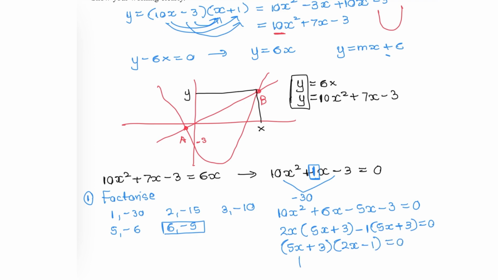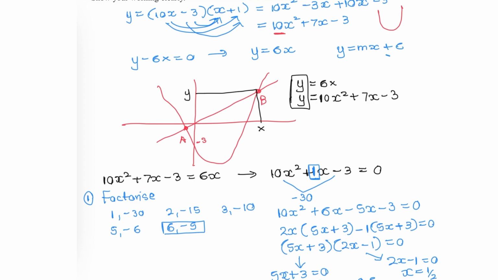And from here I can say that 5x plus 3 is equal to 0, which means x is equal to negative 3 over 5. So I can take this as negative 0.6. The same way, 2x minus 1 is equal to 0. So x is equal to half, and that's x is equal to 0.5. So basically those are the two solutions, or two x values for the two coordinates that I have here.